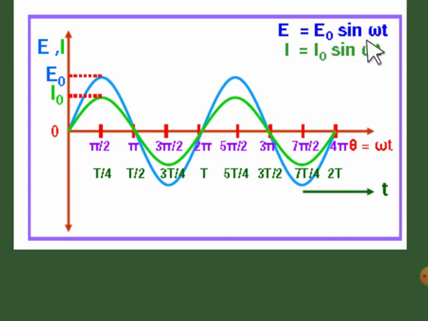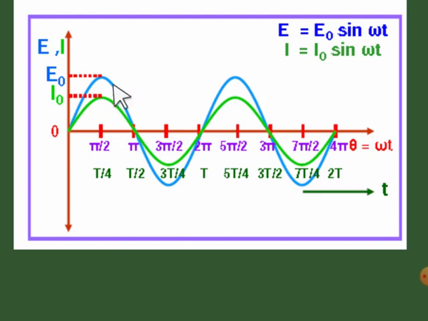Likewise, when you have omega t, theta, equal to 270 degree, or thrice pi by 2, then it will have minus 1. So it will have the instantaneous EMF and instantaneous current as minus E naught and minus I naught. So it will be in the opposite direction.